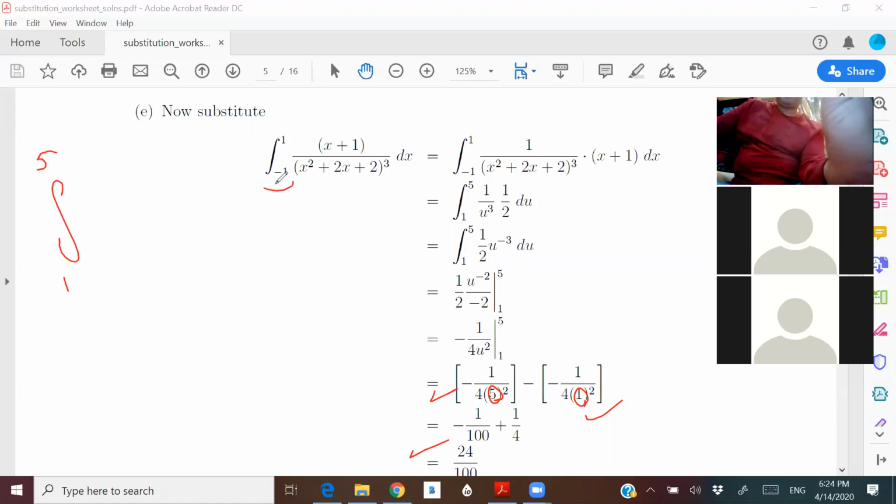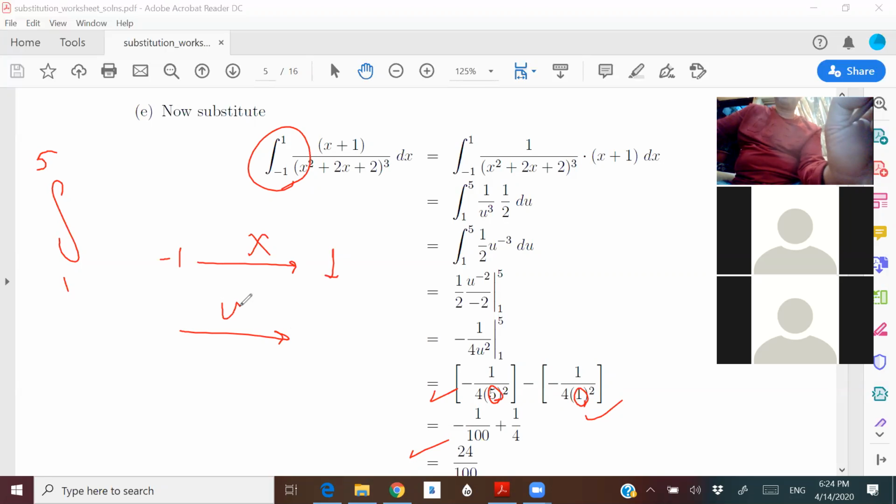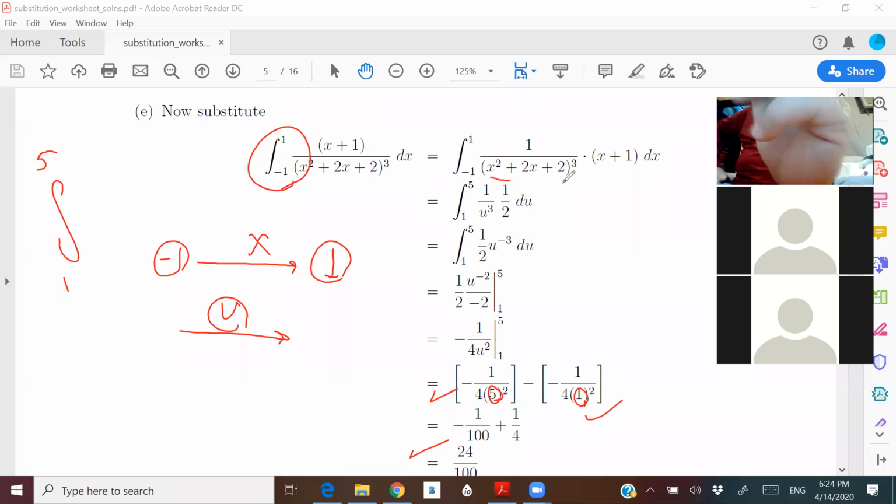Again, the initial integration was from -1 to 1 for x, but I'm going to solve for u. I have to replace x, u instead of x. If x becomes -1, don't forget this is u. Replace here -1. Understood, please say yes. Sure yes? Yes.